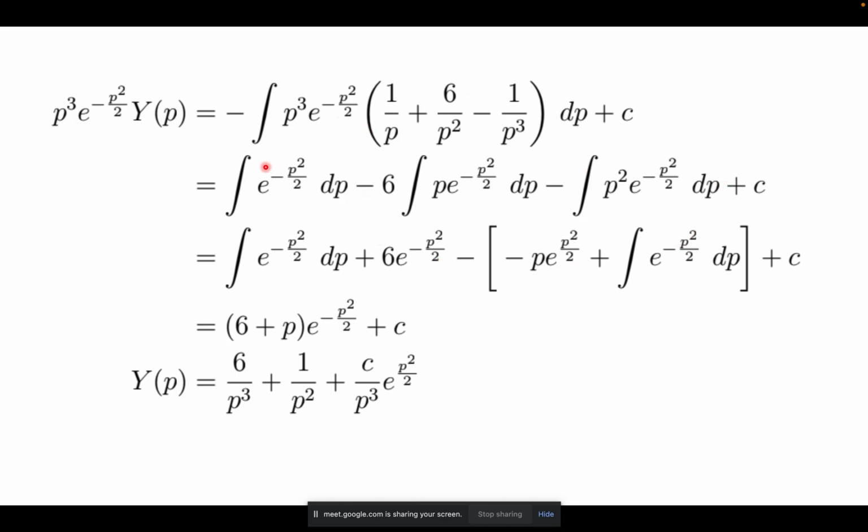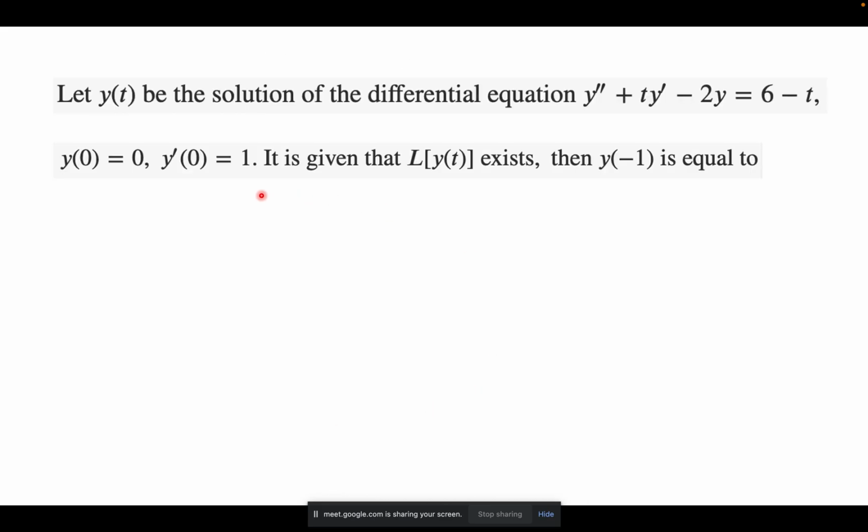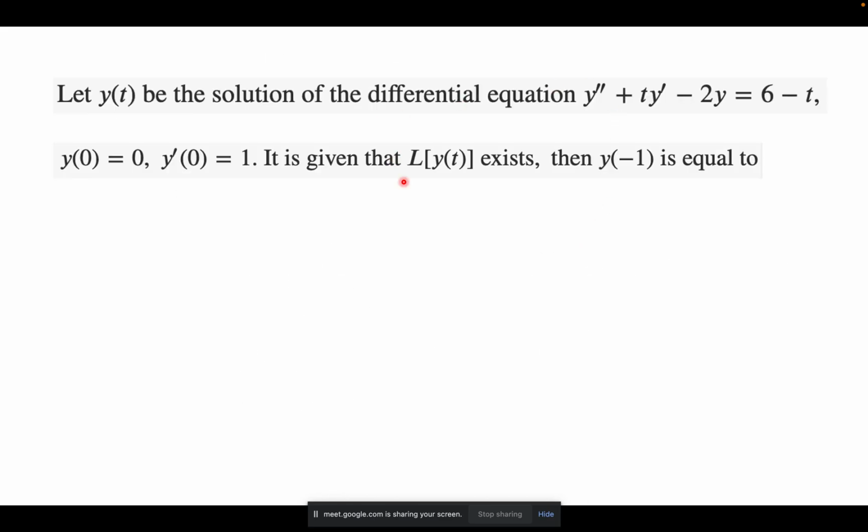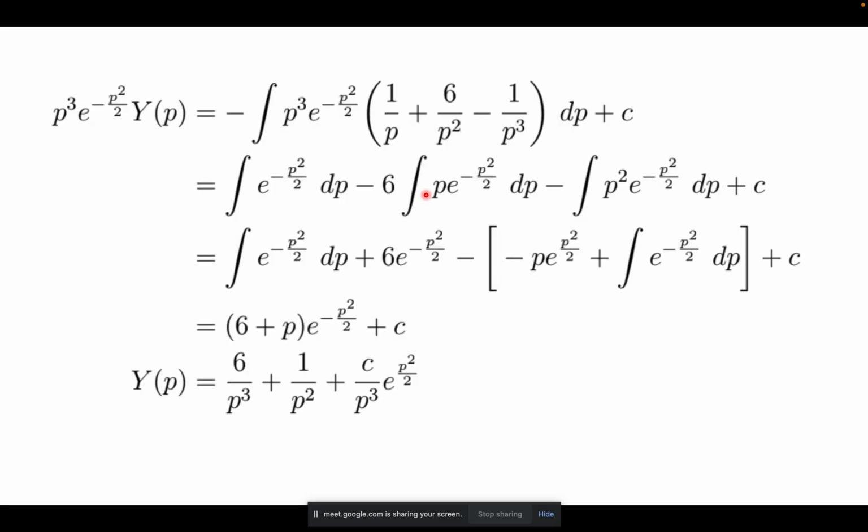I am hoping this is very easy to solve because you have already learned this in your lectures. From here, if I solve this integral, which is basically solving the first order linear differential equation, I will get this y of p. Okay, so you are getting y of p like this. Now the question is asking for the value of y of 1. Since it is given that L of y of t exists, you need to use that somewhere in order to solve the problem. So let's move forward and see how to use that.